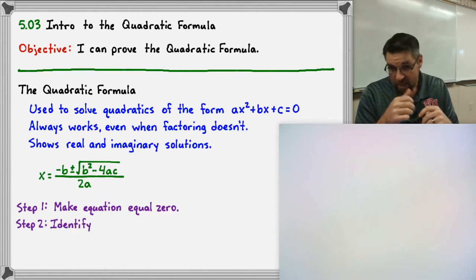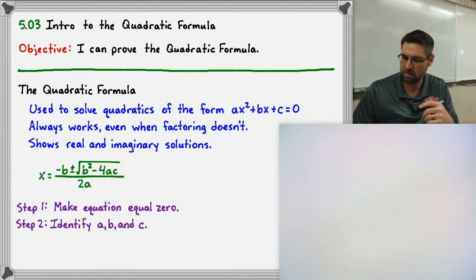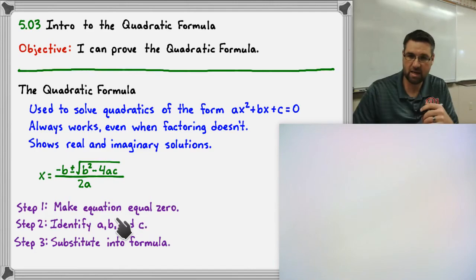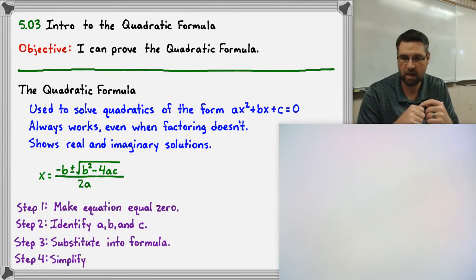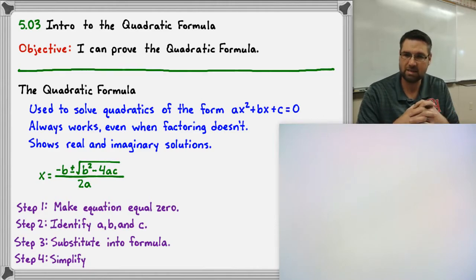Step two is to identify your a, b, and c values, just like you would to find the axis of symmetry. And step three is to substitute those values into the formula. So you're going to take the a, b, and c and plug them into this formula, and then you would simplify. Step four is to simplify, okay? So we'll talk about a routine that will help us do that a little bit easier so we don't make some mathematical errors that are pretty common, okay?